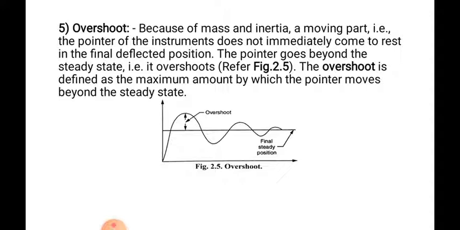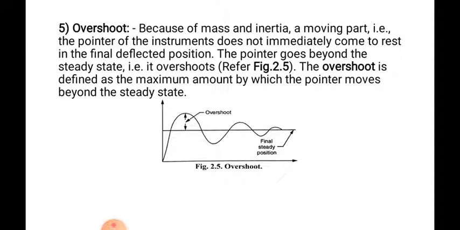So in the case of a measuring instrument, because of the mass and inertia of the moving parts, the pointer does not immediately come to rest in the final deflected position, because the pointer will pass the steady position. That's why it requires some time to come to rest. The pointer going beyond the steady state, that is its overshoot.